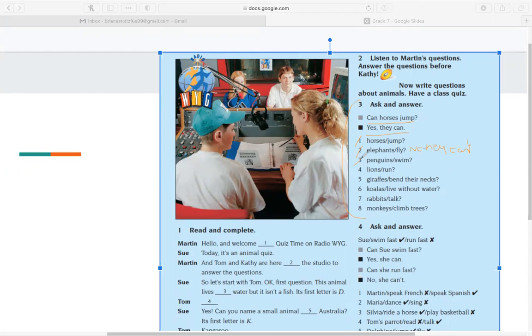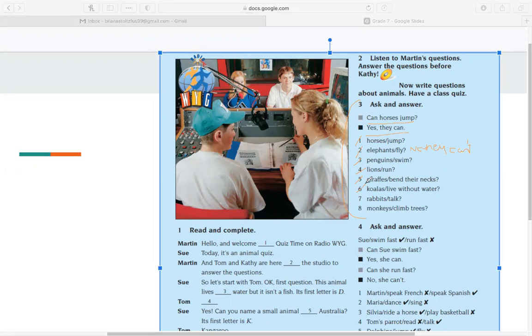Number 3, can penguins swim? Yes, they can. Number 4, can lions run? Yes, they can, of course. Number 5, can giraffes bend their necks? Do you remember from our previous lesson? We learned that giraffes cannot bend their necks. So, no, they can't.